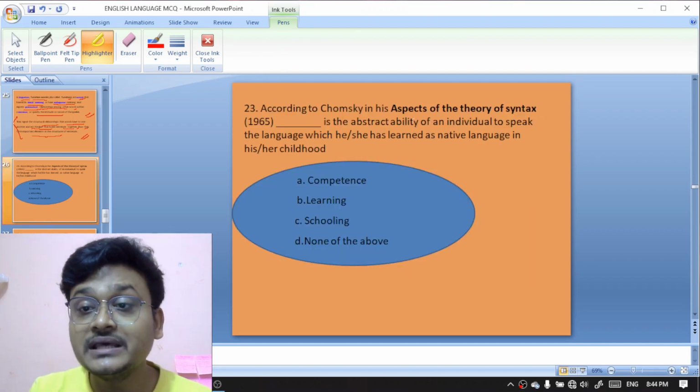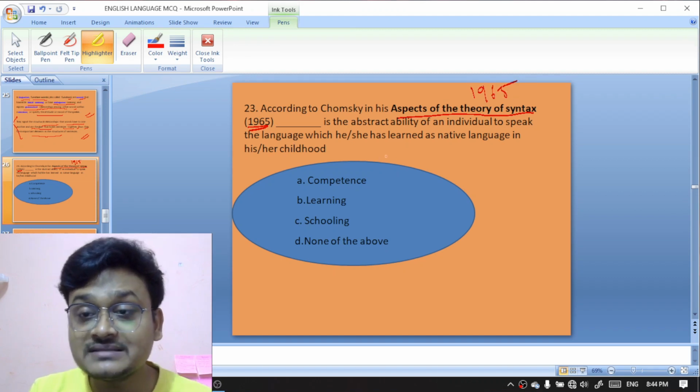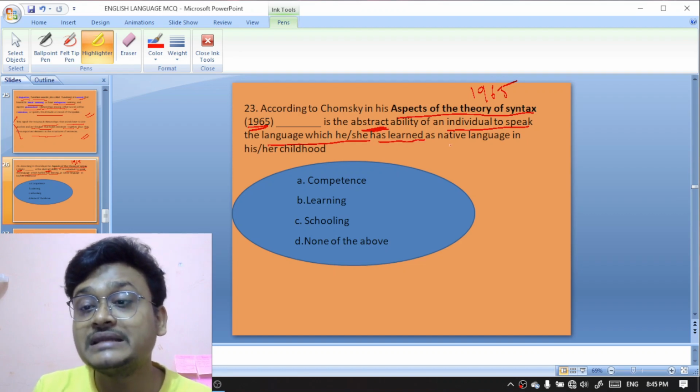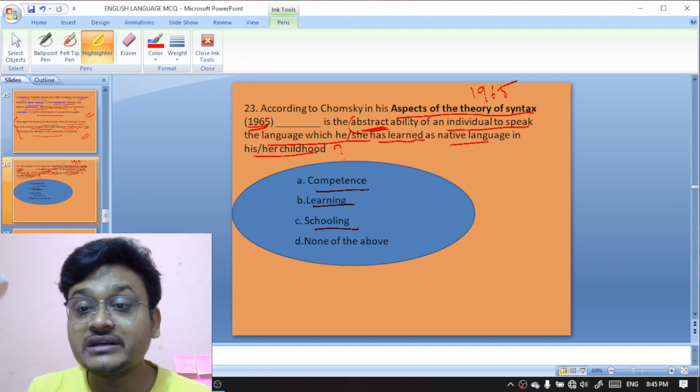According to Chomsky, in his Aspects of the Theory of Syntax, published in the year 1965, competence is the abstract ability, the mental ability of an individual to speak the language which he or she has learned as a native language in his or her childhood. So it's competence, learning, schooling. So the abstract ability or the mental ability is the competence. So here A is the right option.